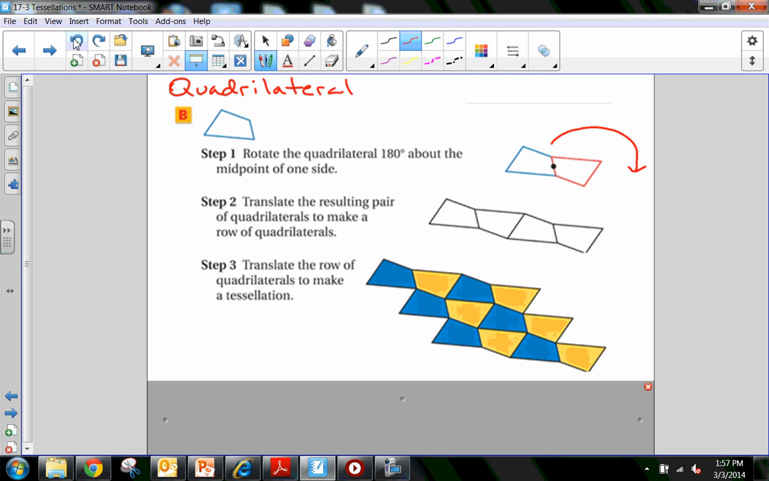So that's all we're doing tomorrow. Make sure you write down the 3 steps, step 1, 2, and 3, for how to make a tessellation, so that you can do it when you come to class.